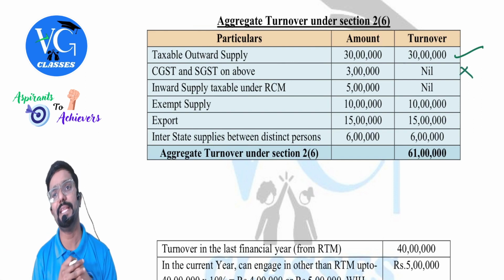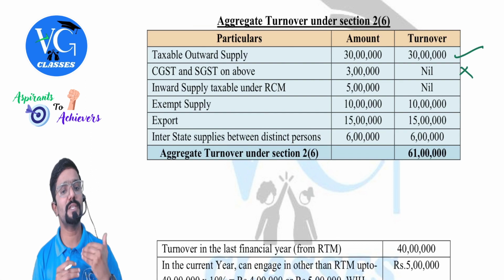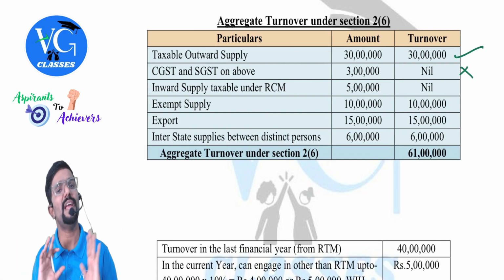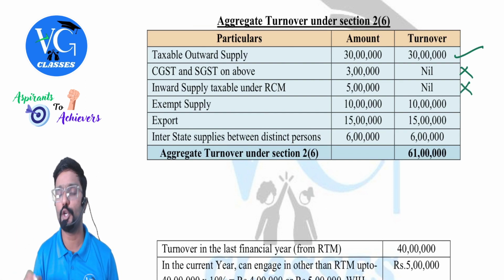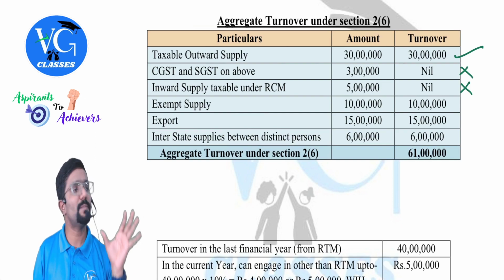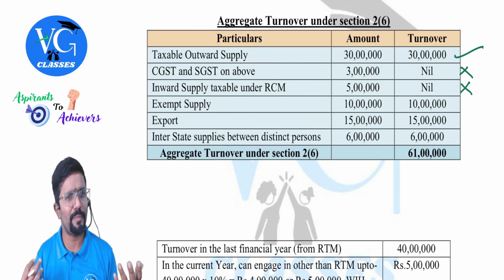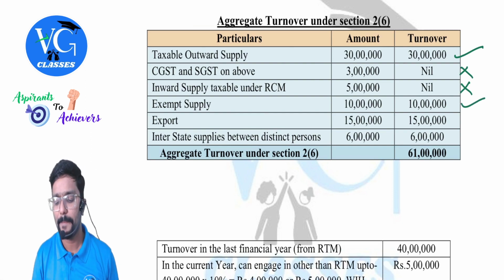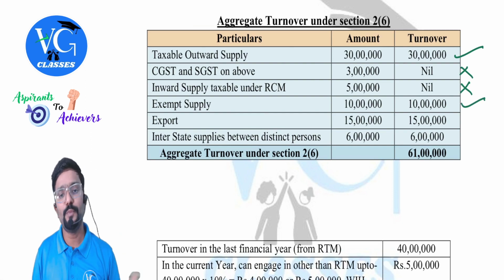So I have mentioned nil in the last column. Next, inward supply taxable under RCM, 5 lakh. Will that be a part of aggregate turnover? No, it is my purchases, it is my inward supply and not outward supply, not to be counted. Next, exempt supply, 10 lakh, on which I am not liable to pay GST. But is it a part of aggregate turnover? Yes. So 10 lakh. Next, export, 15 lakh.